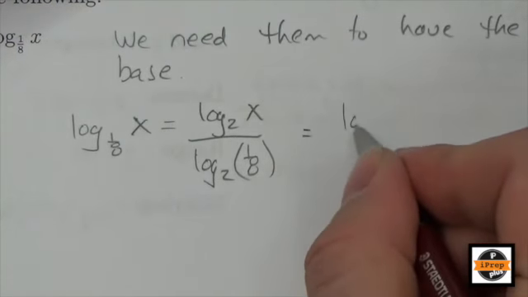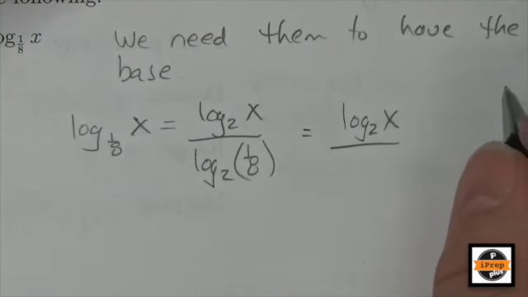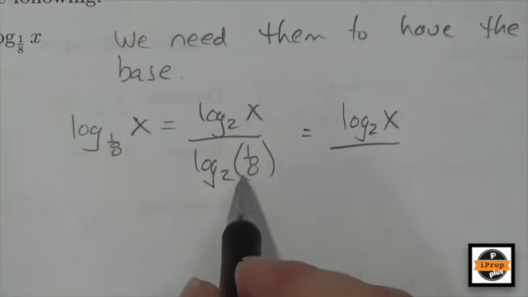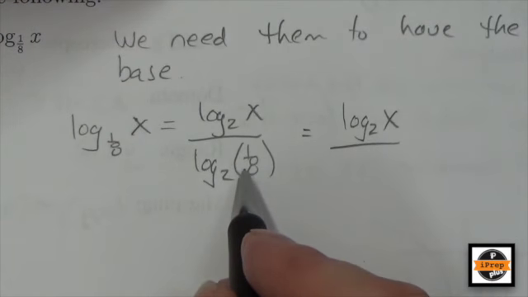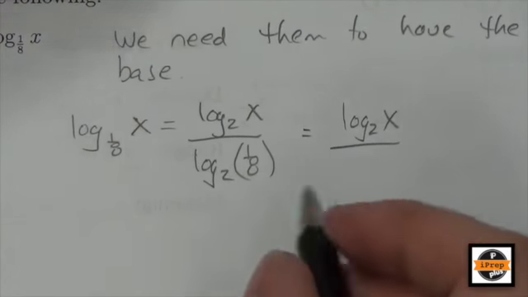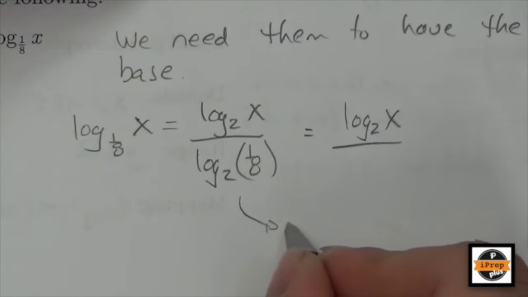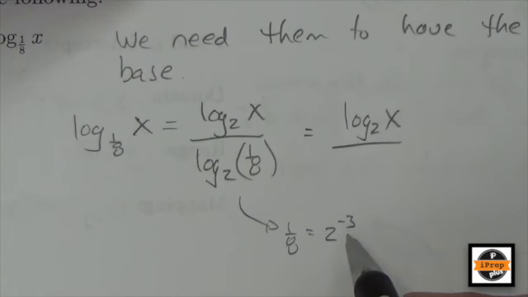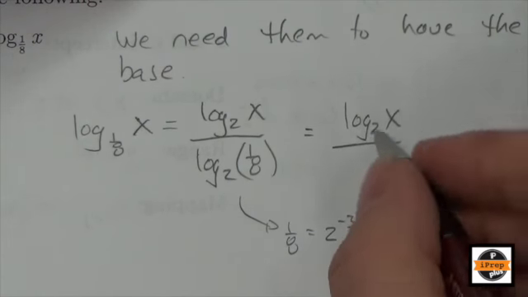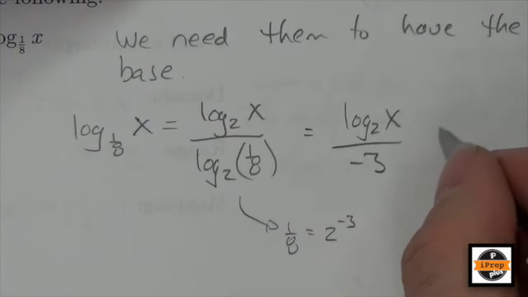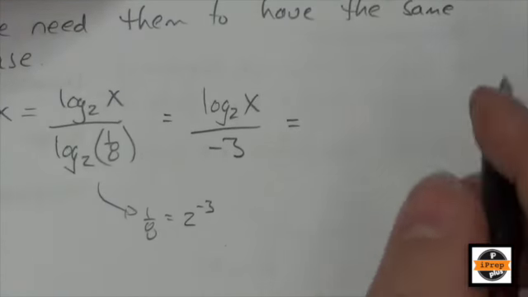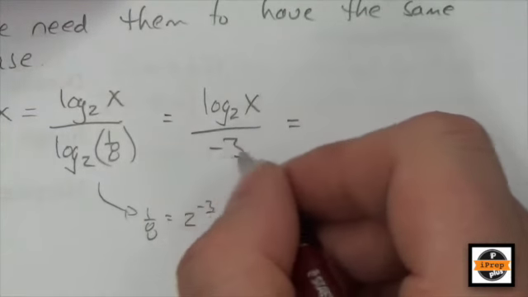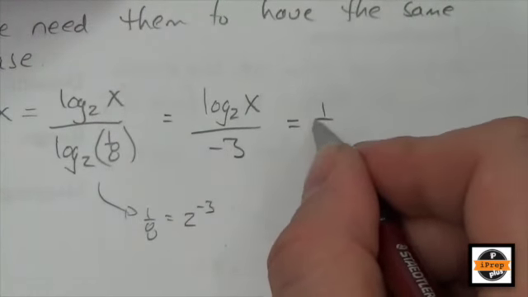Okay. Well, there's not much I can do with the log base 2 of x. That is what it is. But the log base 2 of 1/8, now let's just think about that. 1/8 as a power of 2. 1/8 is going to be equivalent to 2 to the negative 3. Because I can convert 1/8 to a power of 2, the logarithm is the exponent. So this is going to be over negative 3. And so now I can rewrite this, because dividing by negative 3 is like multiplying by negative 1/3.